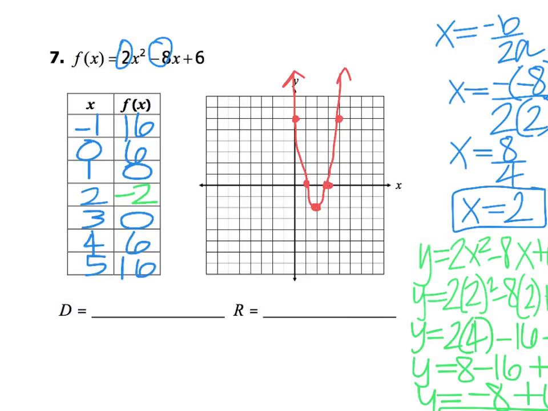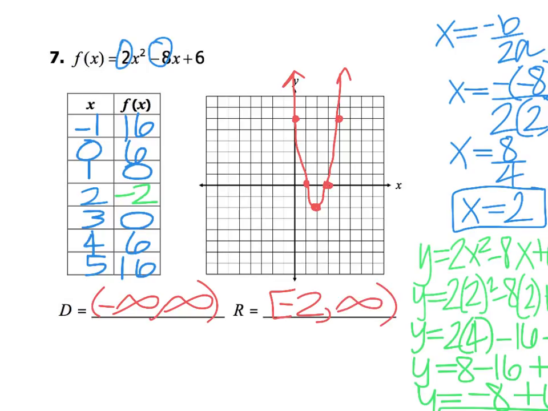We graphed it. Now, identifying our domain is always all real numbers from negative infinity to positive infinity because it goes left and right forever. Now, our range. We know it goes up forever, but it doesn't go down forever. It starts at negative 2 and it goes up forever. So our range would be from negative 2 to infinity. And we're done with this one.